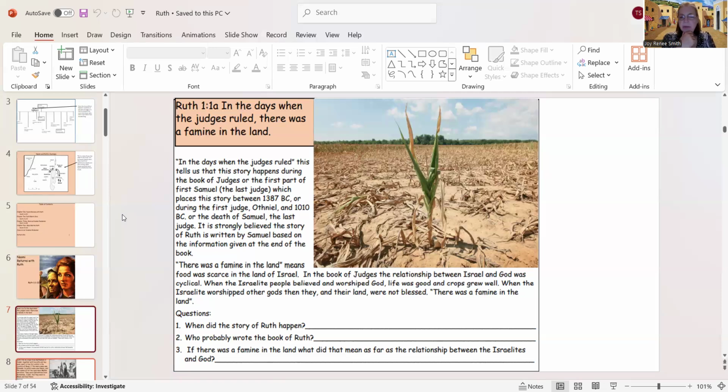When did the story of Ruth happen? During the book of Judges. Who probably wrote the book of Ruth? Samuel, based on the last part of Ruth. And if there was a famine in the land, what did that mean as far as the relationship between Israelites and God? That they were far away from God at that point.